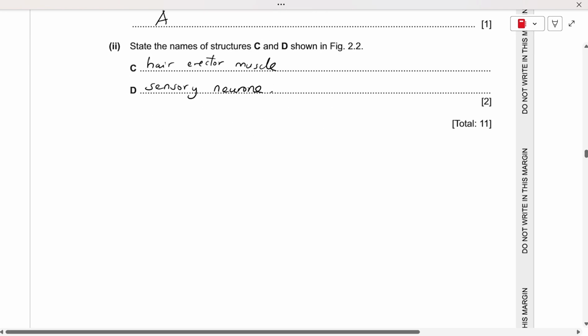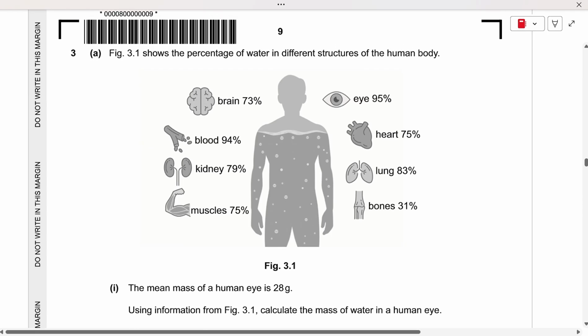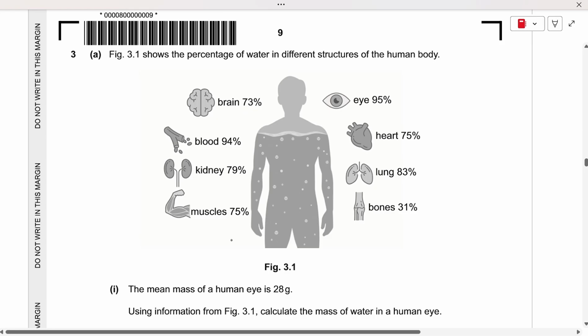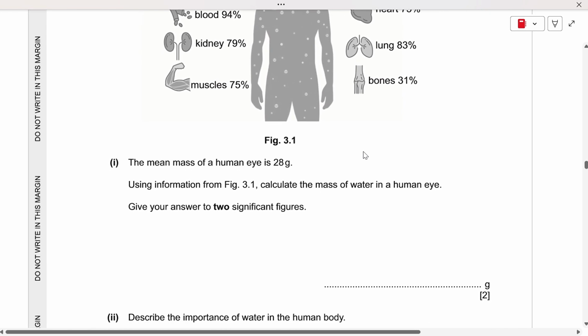Okay, so we move further to question number 3. Figure 3.1 shows the percentage of water in different structures of the human body. Now we can see the different structures of the human body. Here we have the brain 73%, blood 94% of water, kidney 79%, muscles 75%, eyes 95%, heart 75%, lung 83, bones 31. Okay, the mean mass of the human eye is 28 grams.